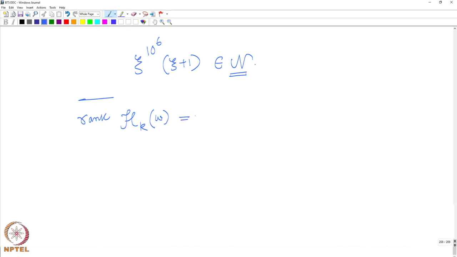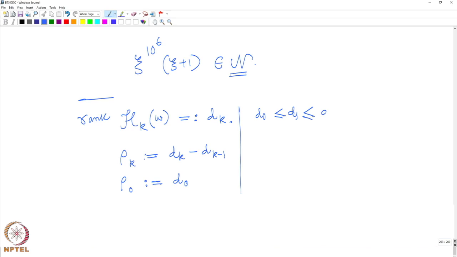The rank of this will be defined as dk, and then I defined rho k to be equal to dk minus dk minus 1. This necessitates that I define what rho 0 is, because I do not know what d minus 1 is, so I said that by definition rho 0 is d 0. From these two invariants, what we noticed in the last lecture is that d 0 will always be less than or equal to d 1, which will further be less than or equal to d 2, which will further be less than or equal to d 3, and so on.